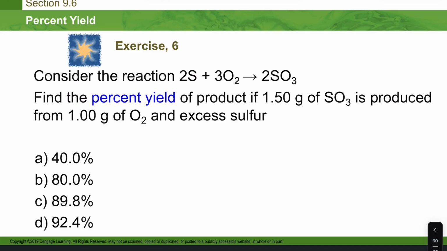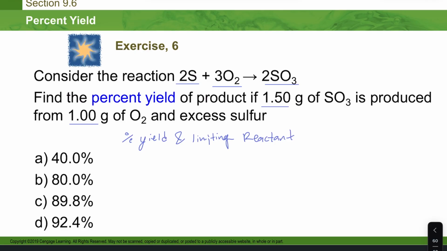All right, so the reaction is 2S plus 3O2 goes to 2SO3. We were able to produce from this reaction 1.50 grams of SO3 from 1 gram of O2 and excess sulfur. Now, sometimes these percent yield and limiting reactant problems can be part of the same problem.